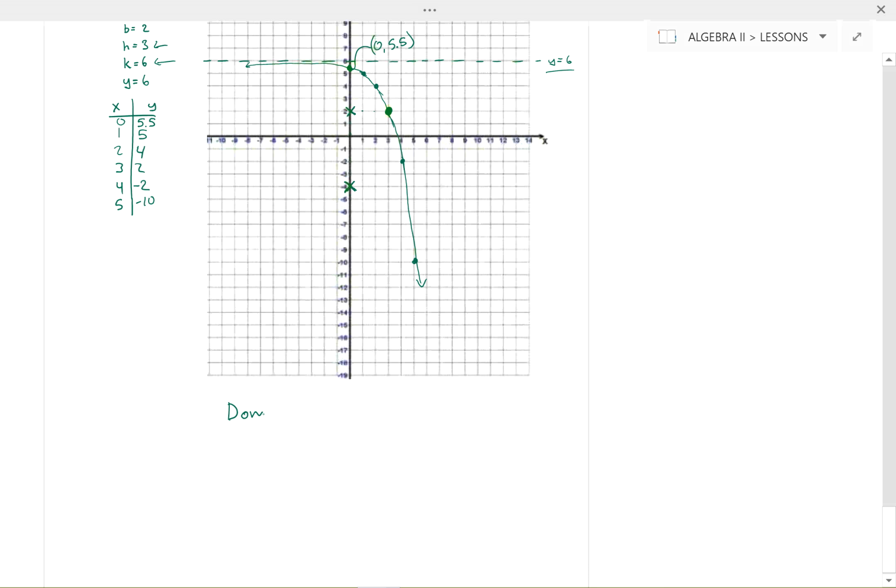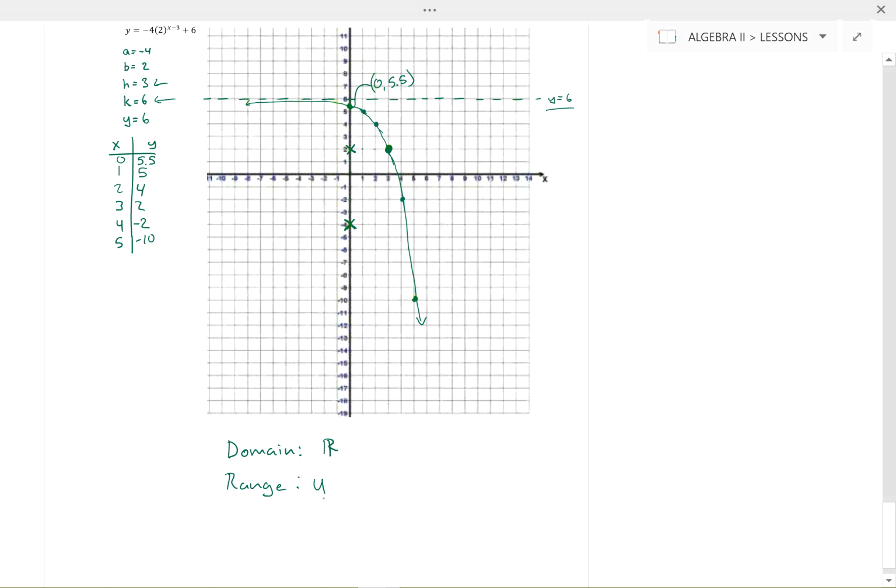Domain, as we've said, of any exponential function is all real numbers because it goes forever in the left and right hand direction. However, for range, in this case, 6 serves as that vertical boundary. My graph never goes above the value of 6. In fact, it never equals the value of 6. So I can say for my range that y is always less than 6.